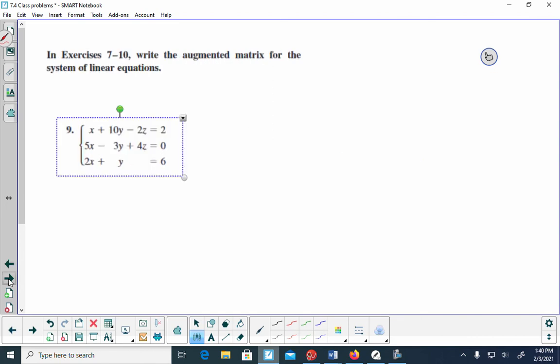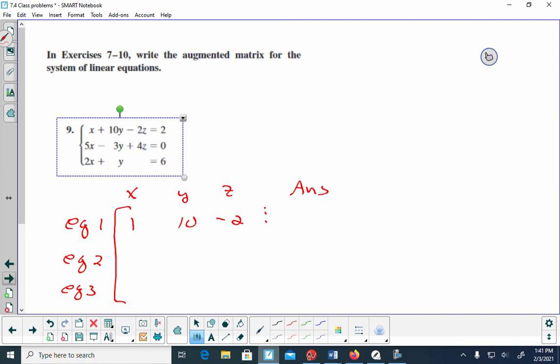The next one says write the augmented matrix for the system of linear equations. So remember, when you're doing an augmented matrix, the first row is equation 1, then equation 2, then equation 3. The first column will be my x's, then my y's, my z's in this case, and then finally over here will be my answers. So when I write this matrix, I'm going to have 1, 10, -2.